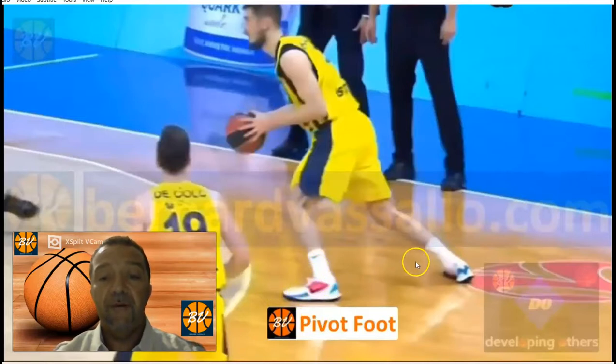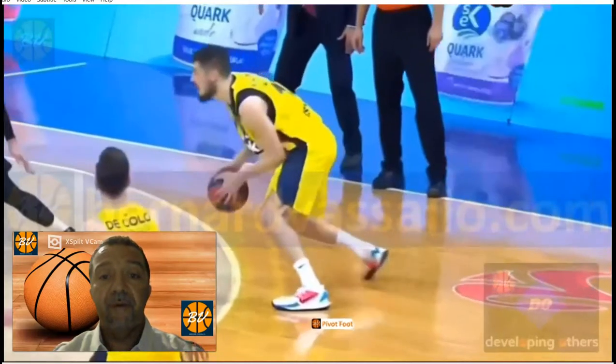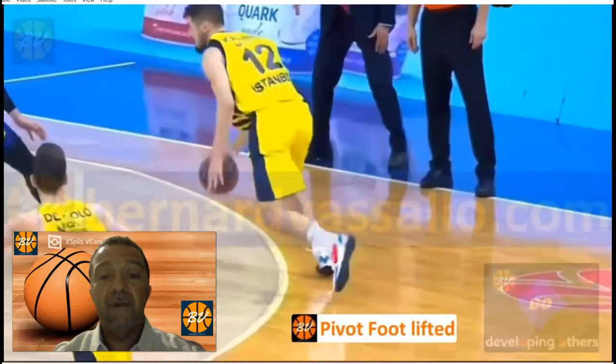He's going to move now the right foot, with the left foot being firmly on the ground as the pivot foot. And if the player wants to start a dribble, this pivot foot cannot be lifted until the ball has left the hands for the start of the dribble. Let's see what happens here. And as you could see here, the pivot foot has been lifted with the ball still in the player's hands. And according to the rules, that is clearly a traveling violation correctly called by the referee.